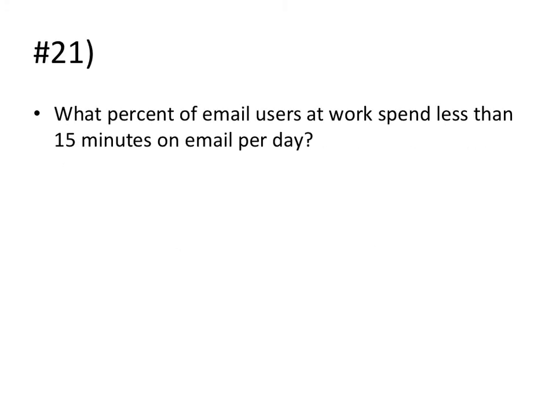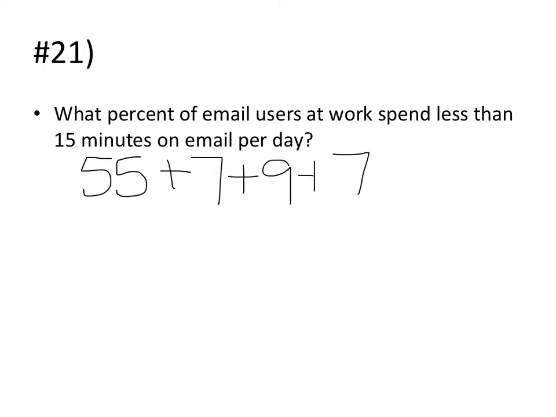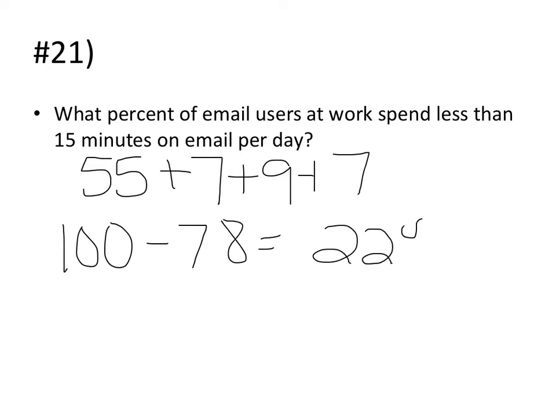Okay, number 21 says, what percent of email users at work spend less than 15 minutes on their email per day? Looking at the pie chart, you're going to add up all the other totals, which is 55% plus 7% plus 9% plus 7%. So 55 and 7 is 62, and 9 is 71, and 7 is 78. So 100% is the whole thing, minus 78 gives you 22 percent, and that is how many people are on their email less than 15 minutes.